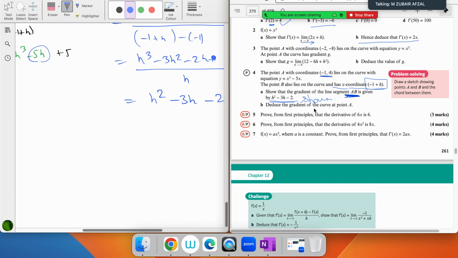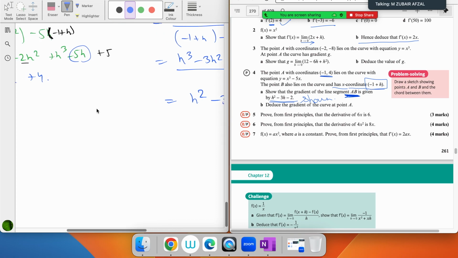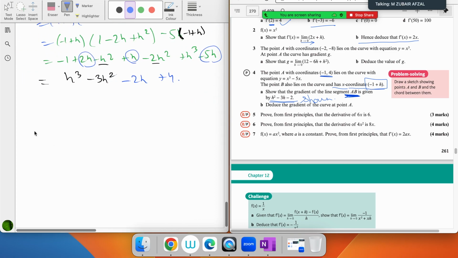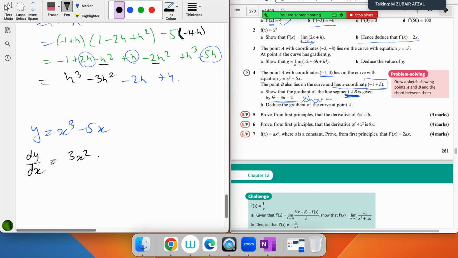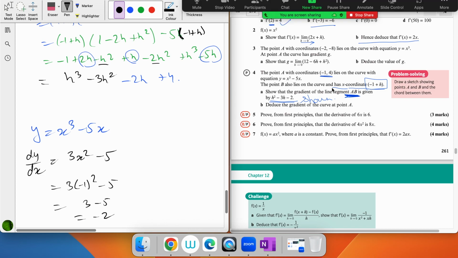Second part says deduce the gradient of the curve at point A. Gradient of curve at point A. So curve was y is equal to x cube minus 5x. Derivative would be dy by dx is equal to 3x square minus 5 at point A. So the x coordinate at point A is minus 1. 3 into minus 1 squared minus 5 is 3 minus 5 equals minus 2. Clear?